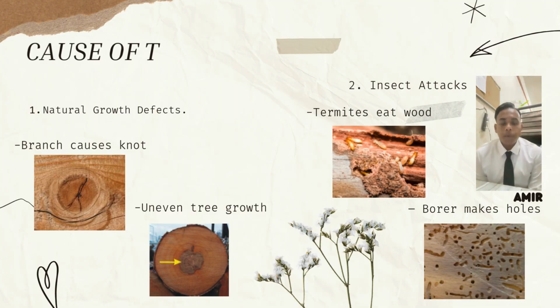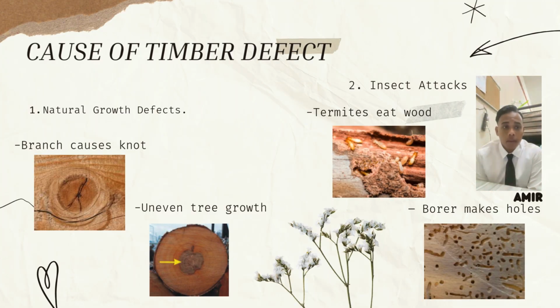Hi, my name is Muhammad Ashraf bin Sukri, and I want to explain the main causes of timber defects, along with examples shown in these pictures. Let's start with the first cause, which is natural growth defects. This happens when the tree grows unevenly. For example, in the first picture, you can see a knot. This happens when a branch is included in the wood during growth. It creates a weak point and affects the appearance and strength of the timber.